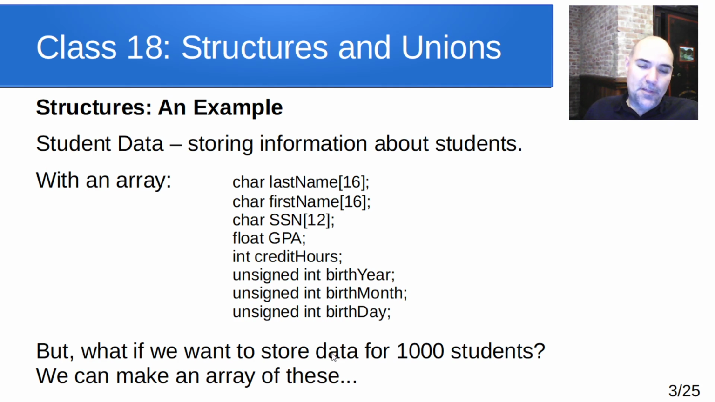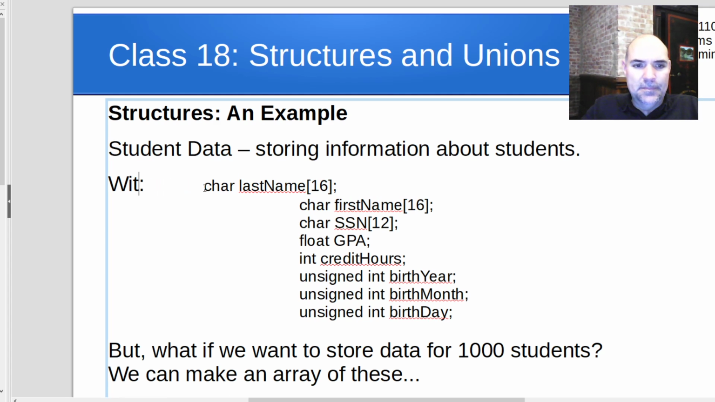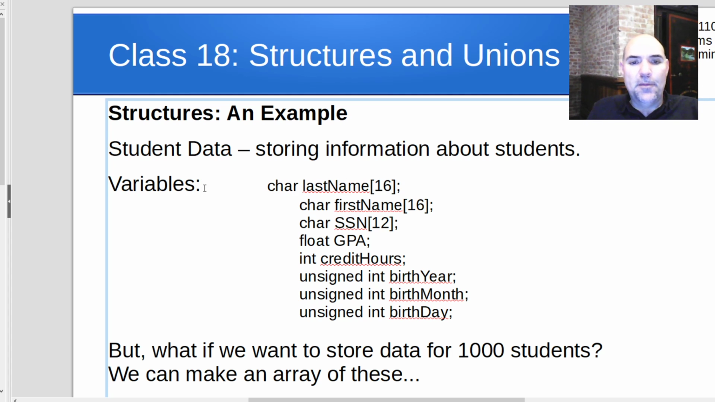All right, so here's an example. Let's say we want to store data about a student in a class or a student at the university. Somewhere in the information system, you need to store that data. So for example, if we want to make a collection of variables that stored that, you might say, this says with an array, but that really probably shouldn't. Let me fix that. Let me just say variables here.